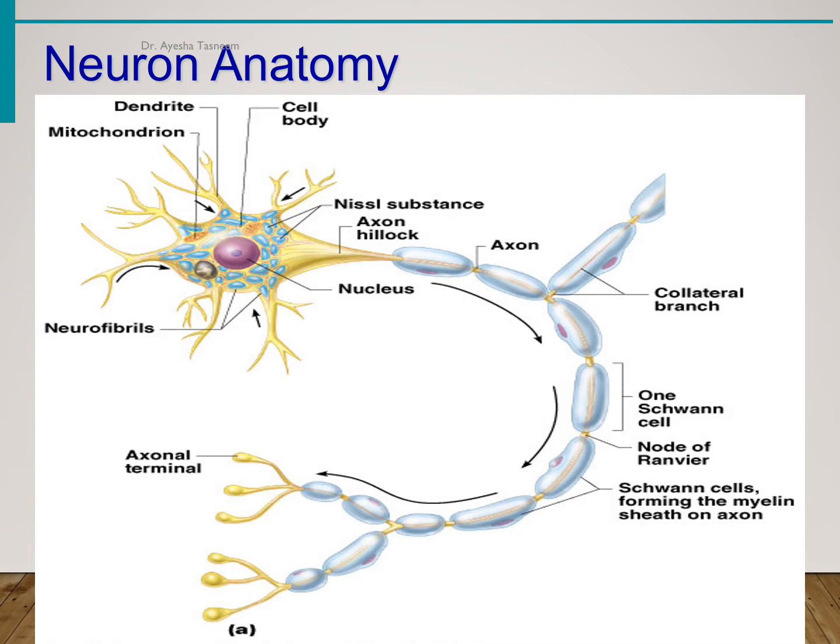It has a cell body. Then it has an axon, and it also has dendrites. The cell body contains the nucleus and is the metabolic center of the cell. The fibers include, as I have already told you, axons and the dendrites. The dendrites conduct impulses towards the cell body, while the axon conducts impulses away from the cell body.